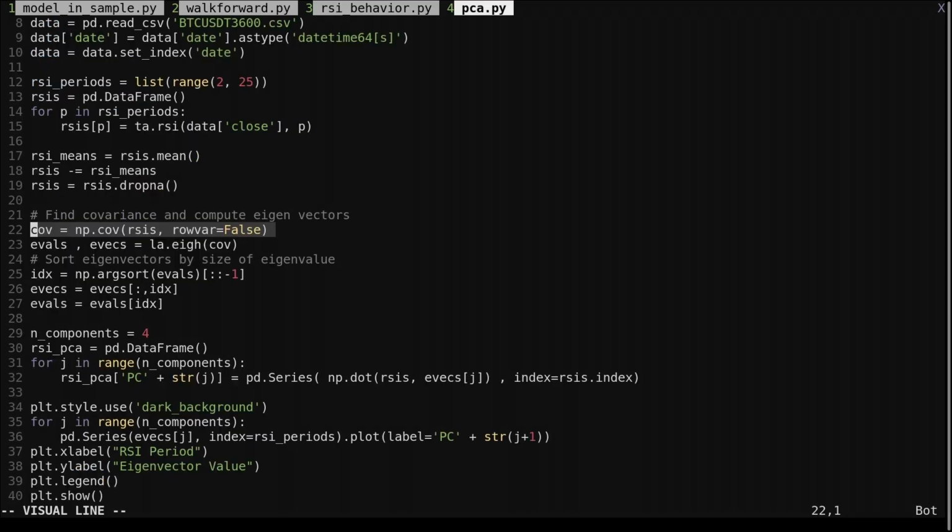We compute the covariance matrix of the RSIs. We find the eigenvalues and eigenvectors of the covariance matrix. Each eigenvalue is associated with an eigenvector. The larger the eigenvalue, the larger the variance along that axis or vector.